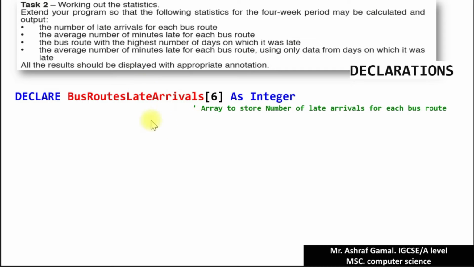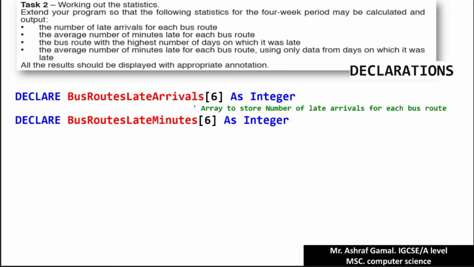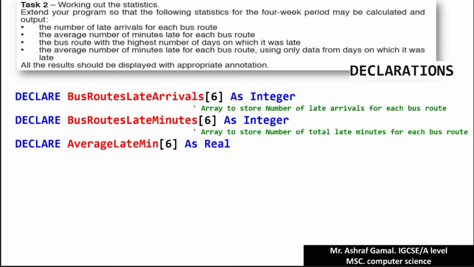So for every bus we are going to store the number of late arrivals, which is going to accumulate if the value is less than 0. And then the next array, which is going to store the late minutes. So we'll add up the late minutes. For example, if the bus is late for 2 minutes and then late for 3 minutes, this is 5, and then late for 1 minute, this is 6, and then 3 minutes, this is 9. So the number of late minutes is going to be totaled and then stored in one location, and so on for the next bus route, as we are going to see later on.